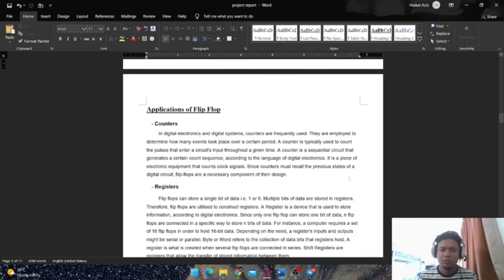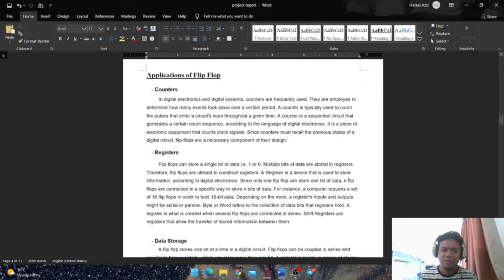Since a counter must recall the previous state of a digital circuit, flip-flops are a necessary component of their design.